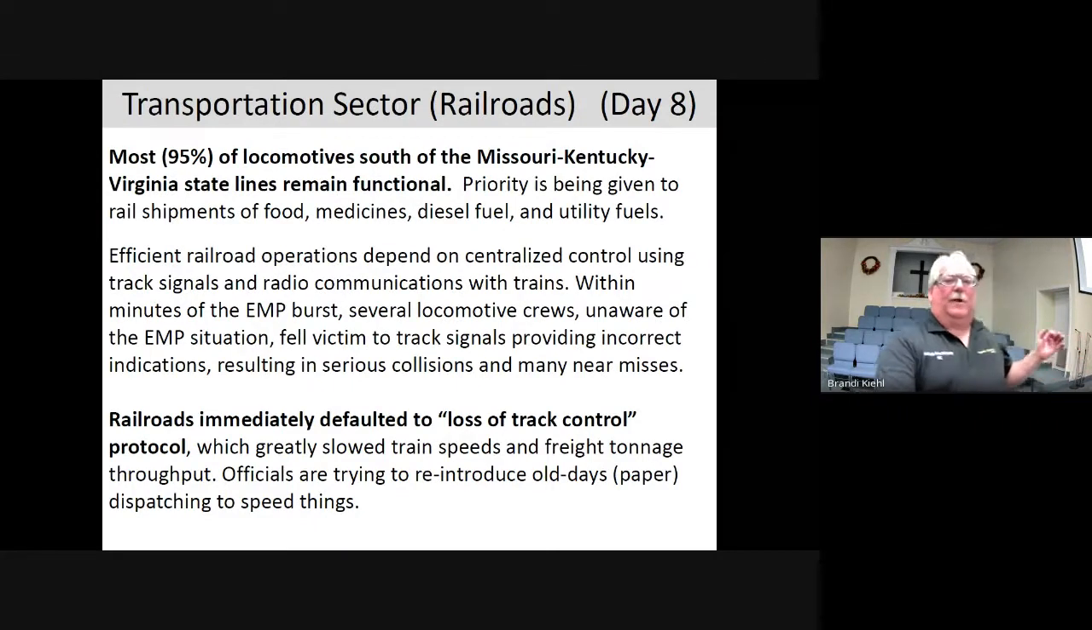Transportation sector, railroads. I'm an ASE master mechanic as well as an engineer. I'm very familiar with diesels and modern diesel equipment, and I am a train fan extraordinaire, so I'm very familiar with railroad locomotives also. I'm saying that 95% of the locomotives that were a certain arbitrary distance away from the EMP blast will survive. I'm saying most of the ones south of the Missouri, Kentucky, Virginia state line will probably survive. Just a guess.